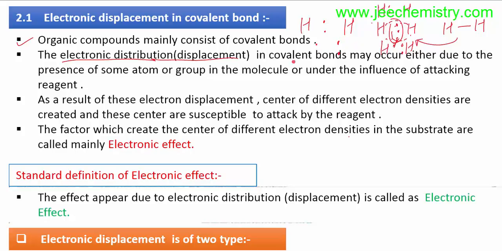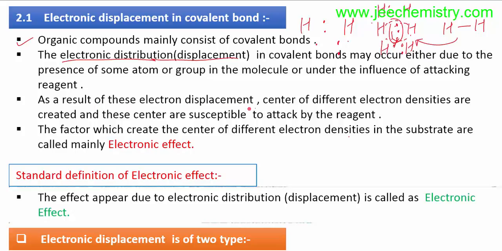toward either side of the atoms. So I have written: electronic displacement in the covalent bond may occur either due to the presence of some atoms or groups in the molecule, or under the influence of an attacking reagent. It means the electrons will shift to the left or right side. It will not shift completely, but slightly more to one side. So it shifts because of some atoms or groups, or some attacking reagent; then the displacement occurs.